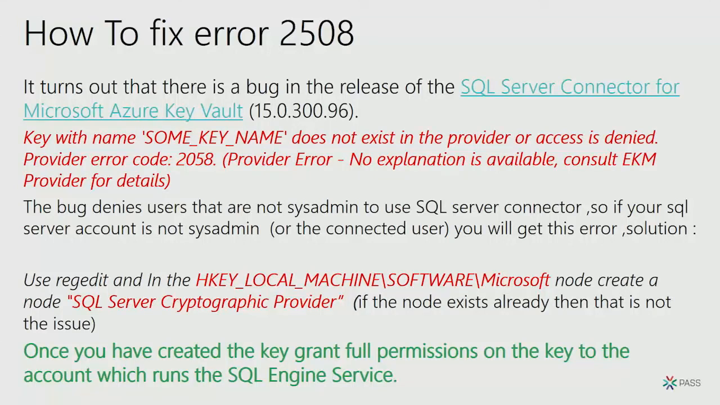So you have to create your own. You have to use regedit and add this path: SQL Server cryptographic provider must exist in HKEY_LOCAL_MACHINE, Software, Microsoft, SQL Server cryptographic provider, with nothing under there. Once you've created this, the error will disappear. Did you guys understand, or do you have any questions about that?